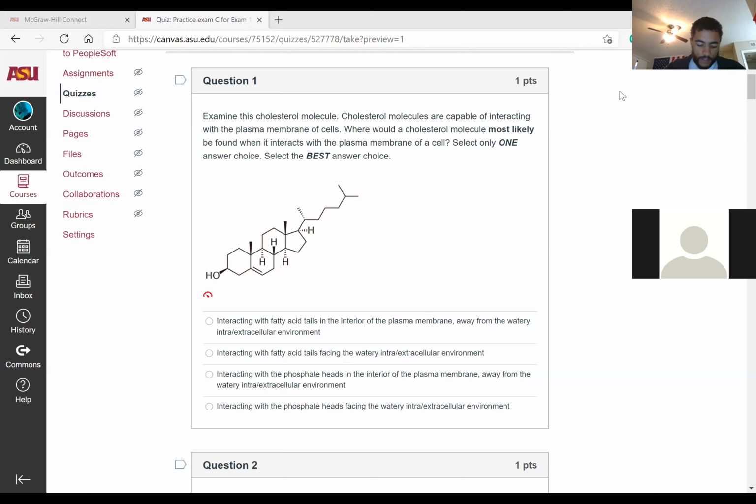So for this one, the answer is interacting with fatty acid tails in the interior of the plasma membrane, away from the watery intra-extracellular environment. So just remember, this is a hydrophobic molecule. It's going to be where hydrophobic stuff is. And in this situation, that's the inside of the fatty acid membrane.